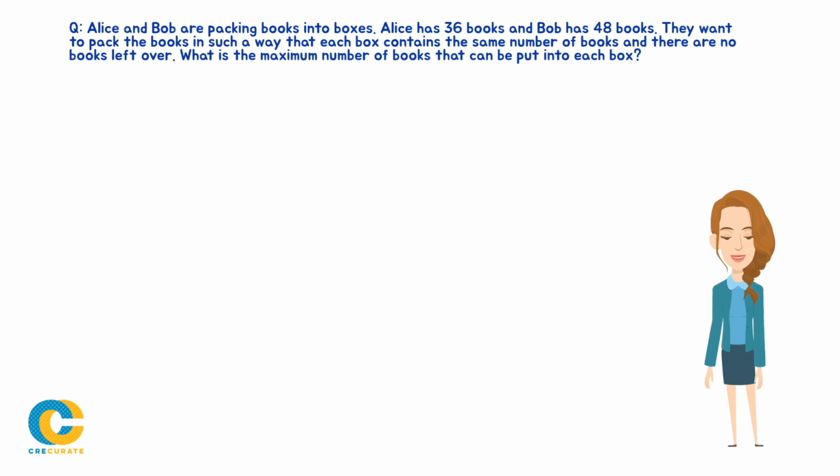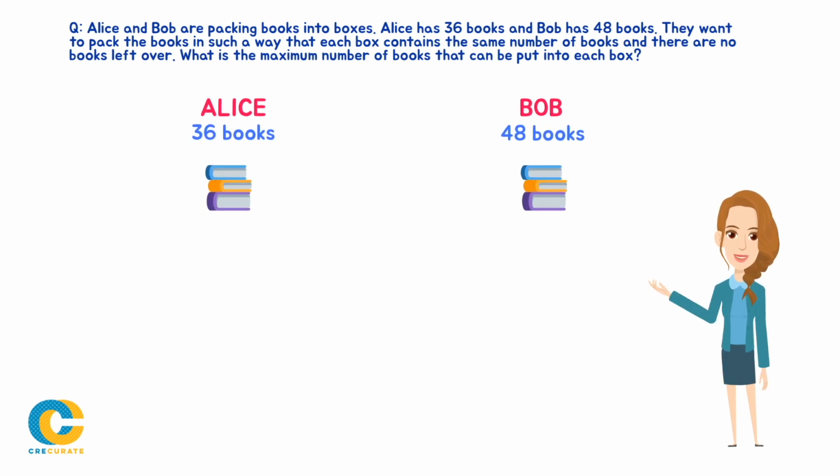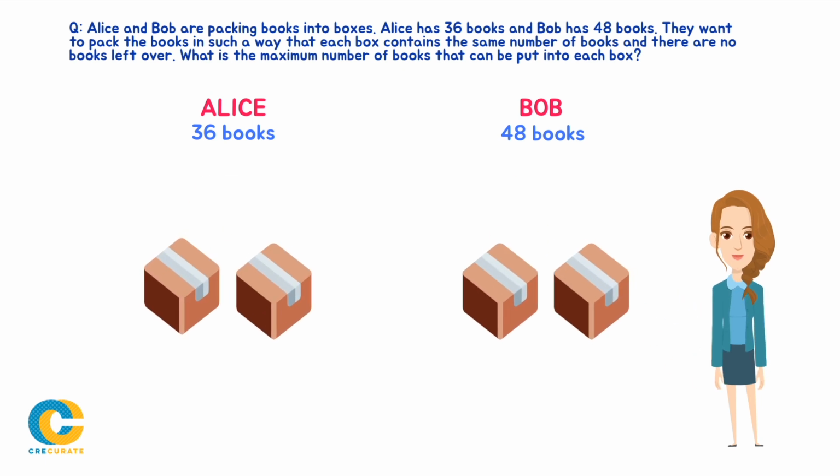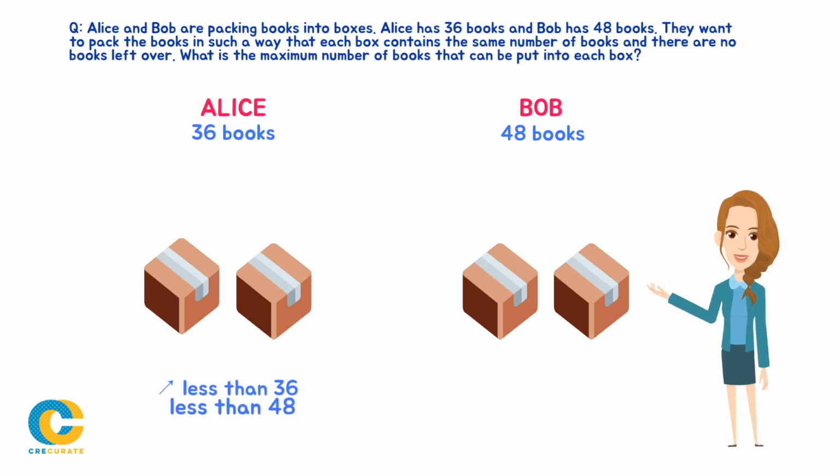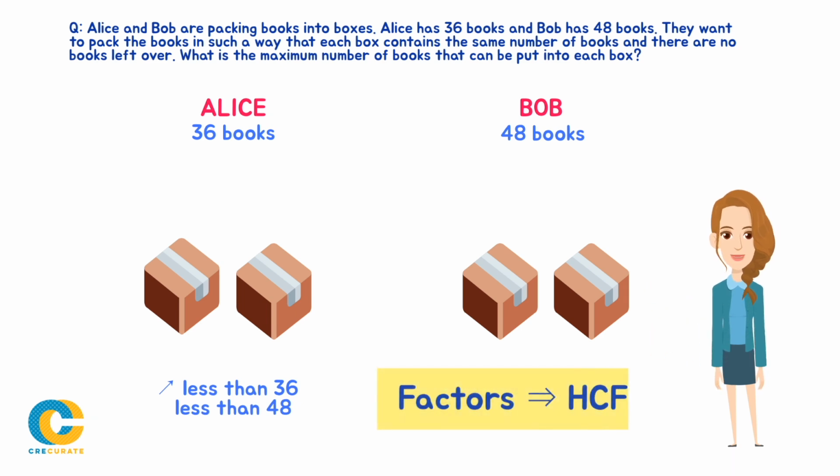In this question, Alice has 36 books while Bob has 48 books. They want to pack the books equally into boxes, and we want to find out what is the maximum number of boxes they can have. Since the number of books in each box will be less than 36 and 48, we're looking for factors of 36 and 48. Since the question is asking for the maximum number of boxes, we want to find the highest common factor, or HCF, of 36 and 48. The highest common factor will represent the maximum number of boxes.